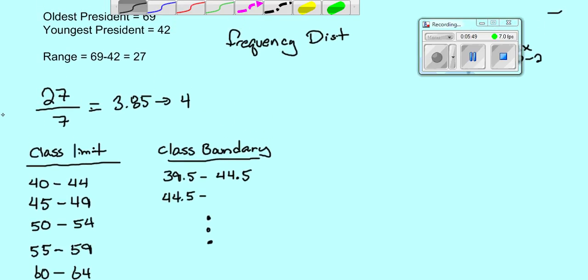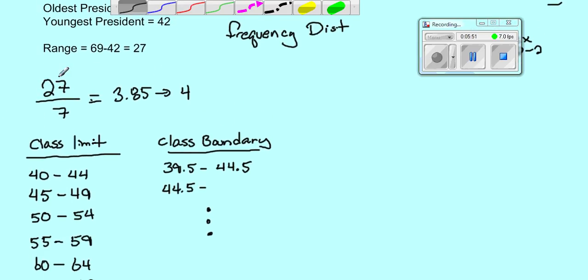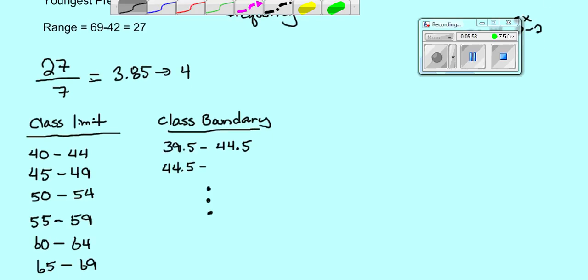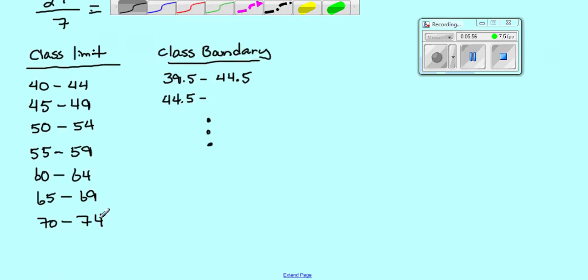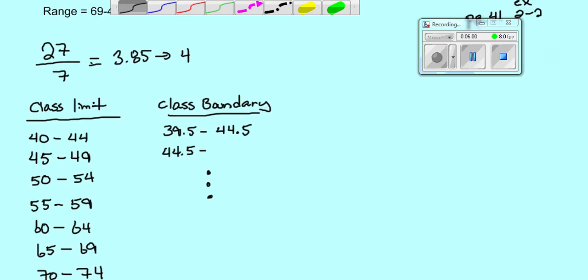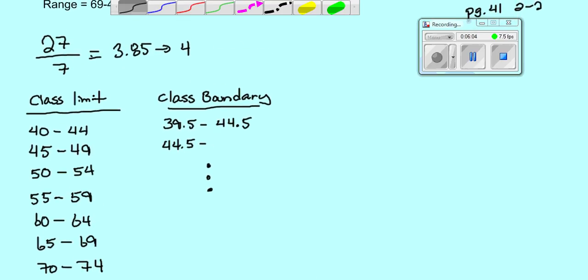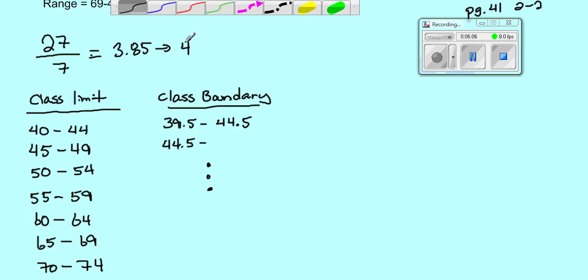Now, here's my concern. I go to 69. That's my largest data value. But my data goes all the way to 74 because of the fact that I said I wanted 7 classes. So, because I had to fudge, I had to round up first of all, because my range was 27, I wanted 7 classes, I had to round up, that kind of messed with me a little bit.